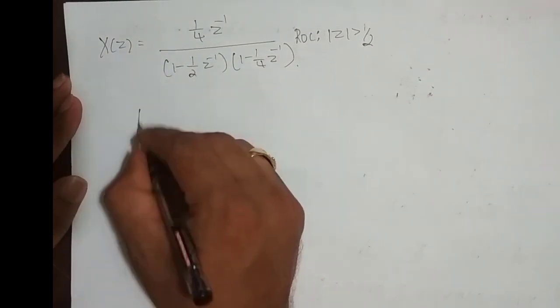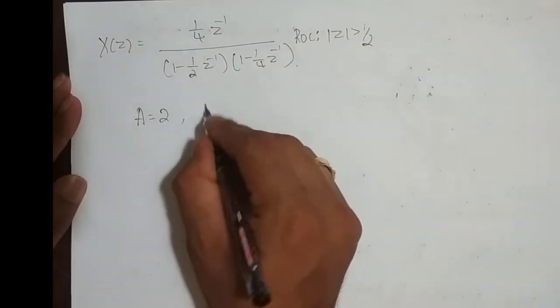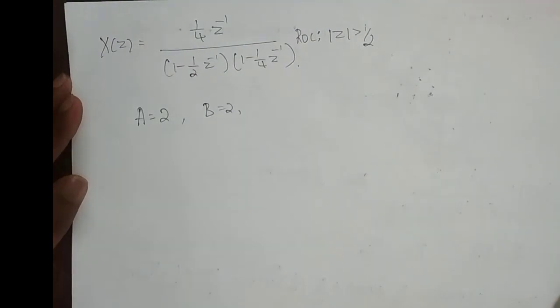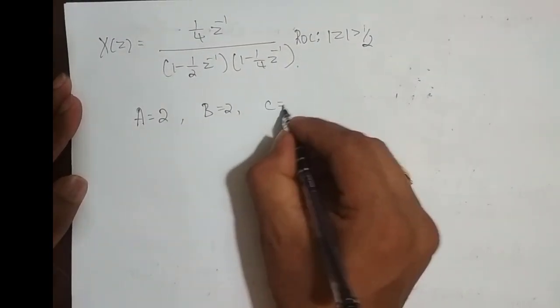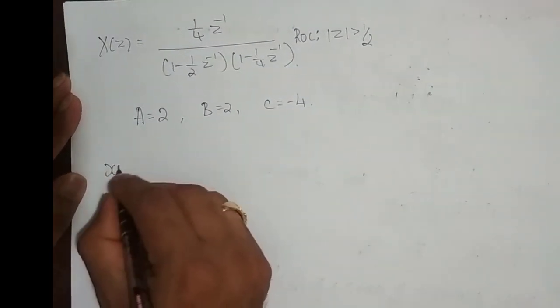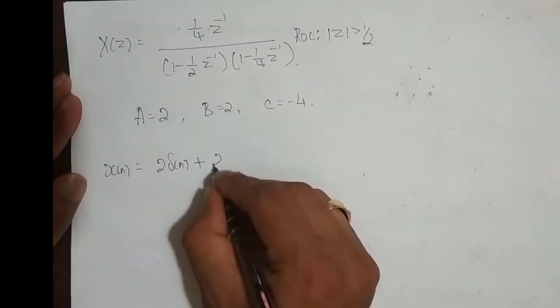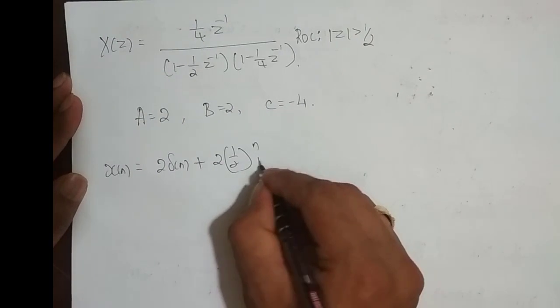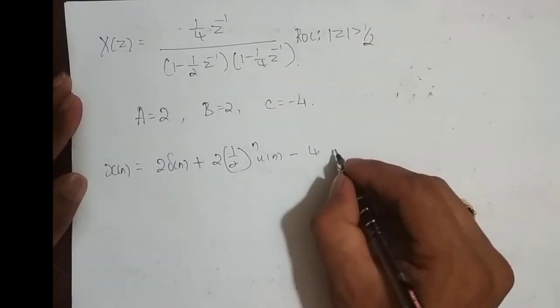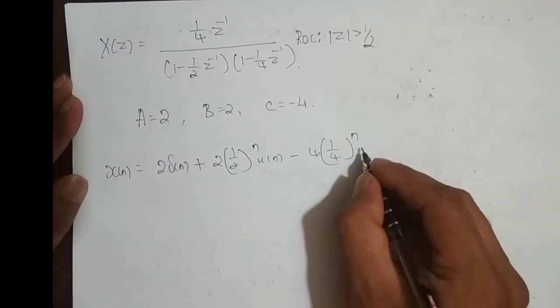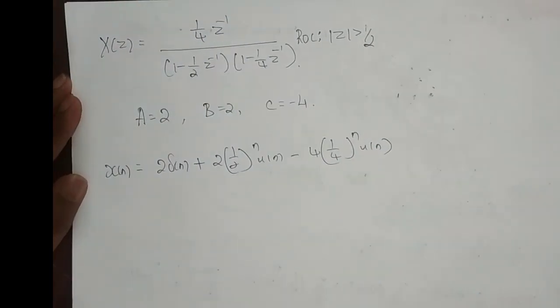The value of A we get is 2, the value of B is 2, and the value of C is minus 4, and x of n we get is 2 into delta of n plus 2 into 1 by 2 power n u of n minus 4 into 1 by 4 power n u of n. So this is the answer.